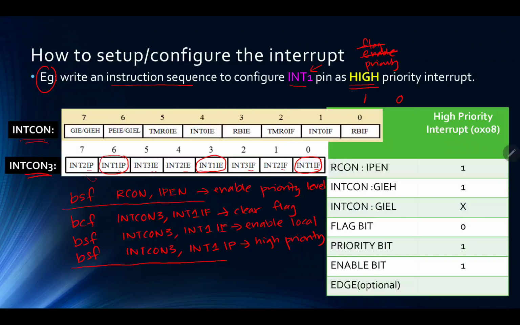No. We still need to set the global enable bit, which is GIEH. So bit set F, this is INTCON. So we can write GIEH. Why? Global interrupt enable high. Even if you don't write H, it is also correct, but this is just for the sake of context. So this is global enable high. Okay, so you see that it is sequenced like this.